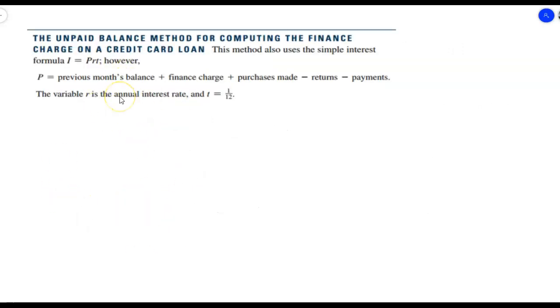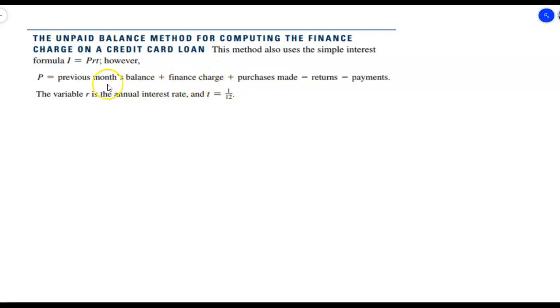All right, and the next topic we're going to look at here is the unpaid balance method for computing the finance charge on a credit card loan. This method also uses the simple interest formula, and in order to find P, that's going to be our unpaid balance. We're going to take the previous month's balance. We're going to add any finance charge to it.